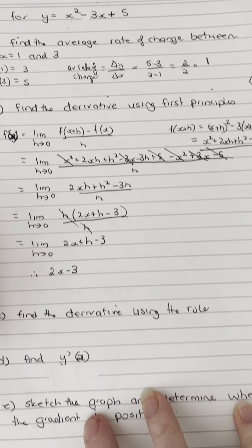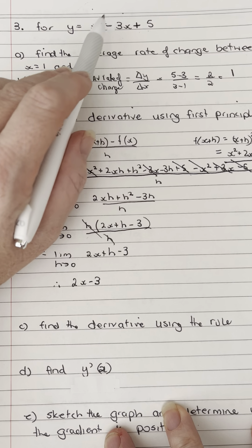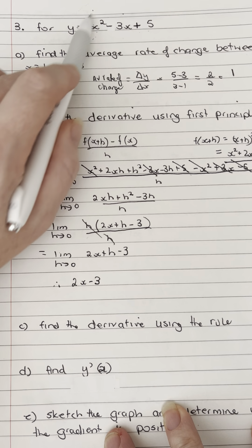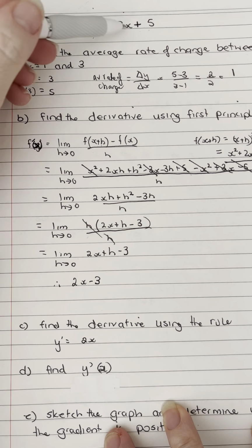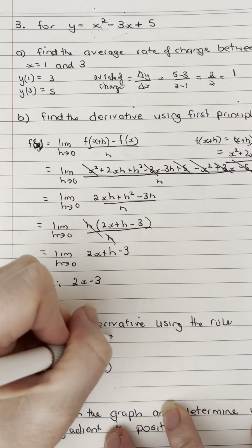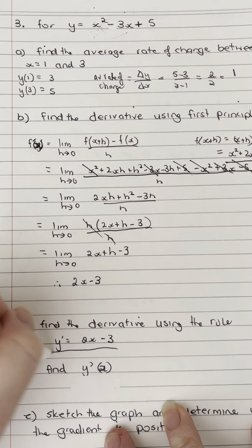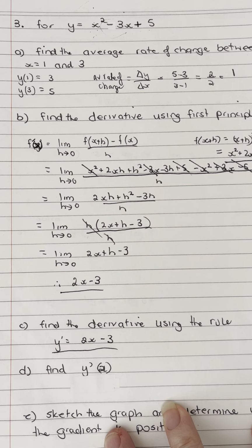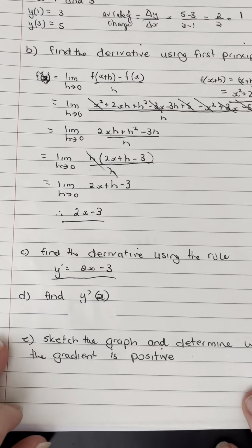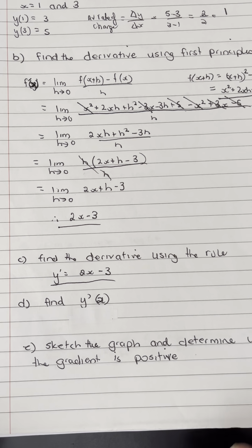For part C, it's asking you to do that using the rule. So if we've got x squared minus 3x plus 5, x squared, the derivative of that is going to be 2x. Of the minus 3x, the derivative is going to be minus 3, and the 5 will become 0. So our derivative is y dash equals 2x minus 3, which is the same as what we got in our previous question. Now the last one had sketching the derivative and determining where the gradient is positive.